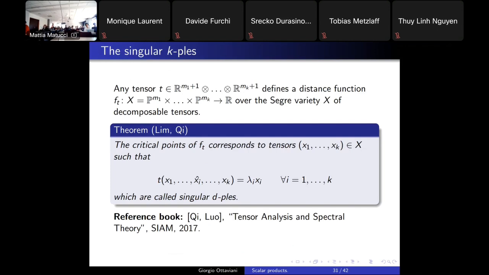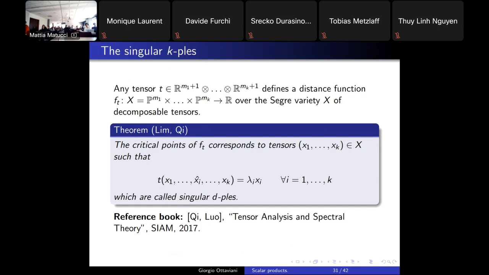And now you want to interpret these critical points for the tensor. And there is this theory which is pretty elegant, that I do now the Segre case, so the tensor without symmetric powers.